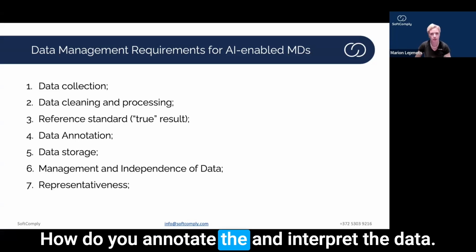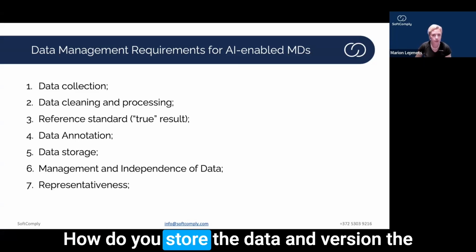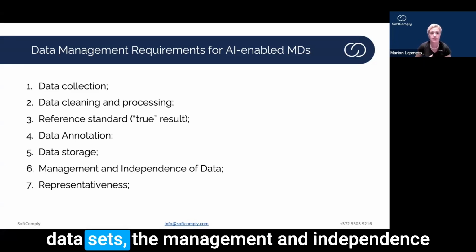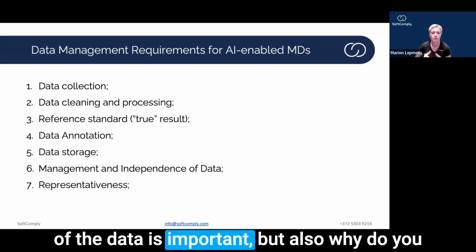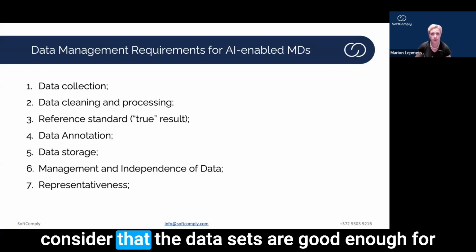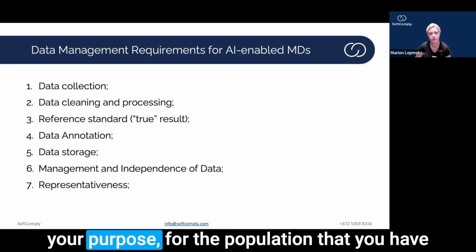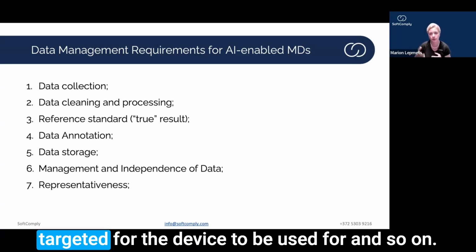How do you annotate them and interpret the data? How do you store the data and version the data sets? The management and independence of the data is important, but also why do you consider that the data sets are good enough for your purpose, for the population that you have targeted, for the device to be used for, and so on.